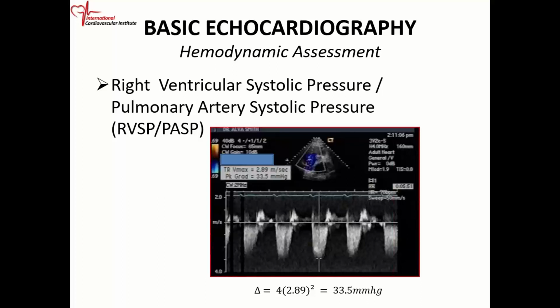The RV systolic pressure is the same as the pulmonary artery systolic pressure. Remember, in the pulmonary artery, you have a systolic and a diastolic pressure. The systolic pressure in the pulmonary artery is the same thing as the RV systolic pressure, unless there's an obstruction at the right ventricular outflow tract. So this is also relatively simple. So we get the pulmonary artery systolic pressure. This velocity is 2.89. You square the velocity and you multiply it by 4, and you get the gradient.